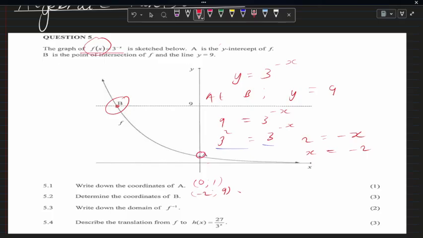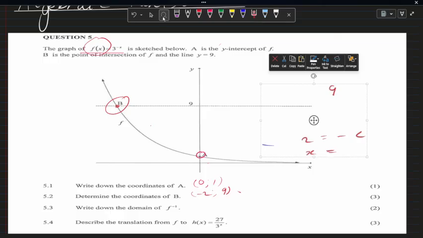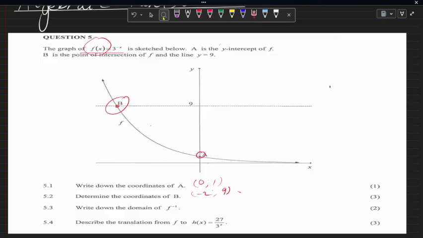Okay, and then now they want us to write down the domain of f to the negative 1. So in other words, they want us to get the domain of the inverse function of f. Okay, so they want the domain of f inverse, not the domain of this graph, but the domain of f inverse. Now we have to understand something, that the domain of an inverse graph is the same as the range of the function. So basically, if I can get the range of this function, then I have obtained the domain of the inverse graph.